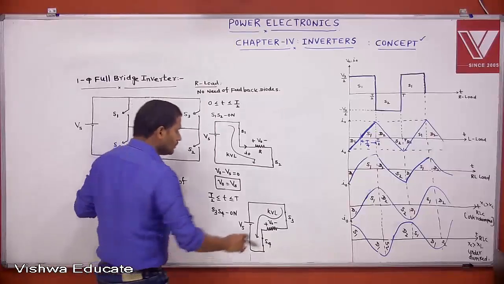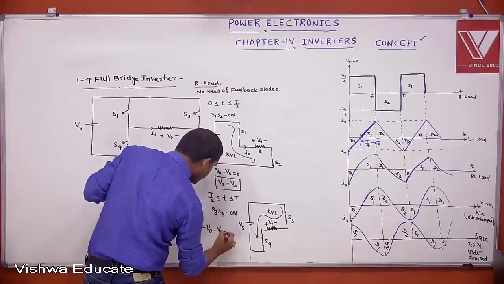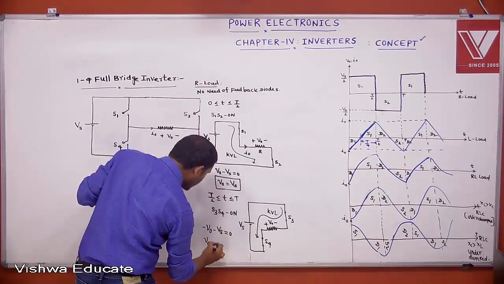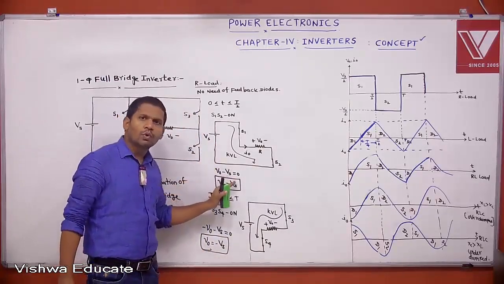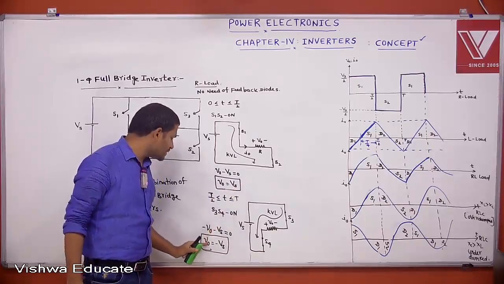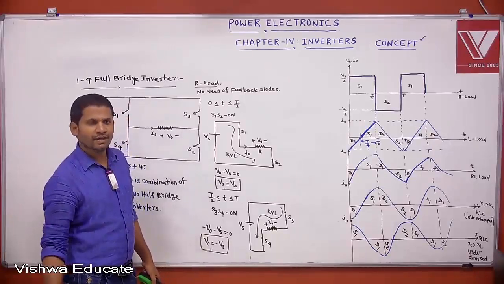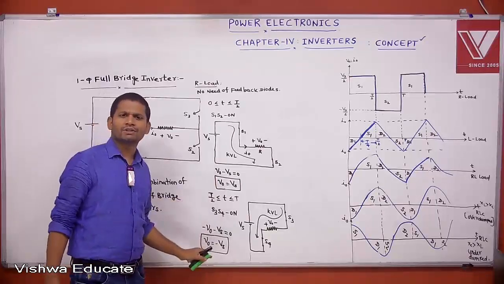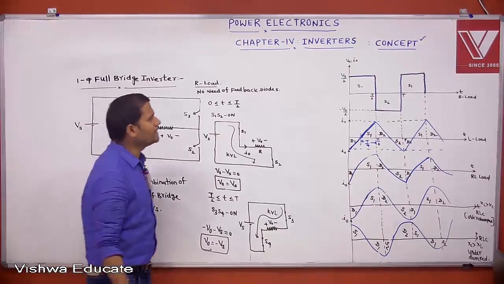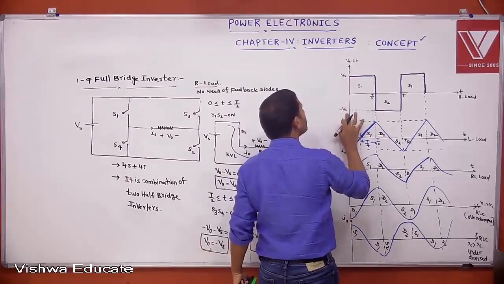Then what do we get? Minus V0 minus Vs equal to 0. Then what is V0 equal to? Minus Vs. That means if S1 S2 is on, the output voltage we are getting is plus Vs. If S3 S4 is on, how much output voltage are we getting? Minus Vs. Yes. You are converting unidirectional voltage into bidirectional voltage, that is DC to AC conversion. Same waveform, this is plus Vs and this is minus Vs.